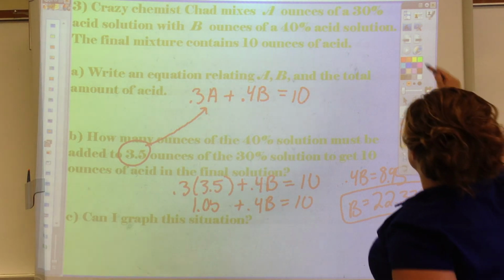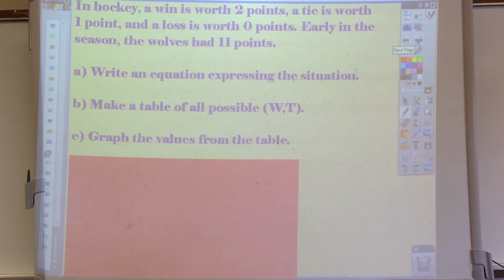All right, what I'd like you to do for tomorrow is an example like we did earlier. In hockey, a win is worth 2 points, a tie is 1 point, and a loss is worth 0 points. If early in the season the Wolves had 11 points, write an equation expressing the situation. Make me a table of all possible wins and ties and losses. And losses will be 0, so you'll just have W and T on your table. And then graph the values from the table. And I will see you tomorrow.